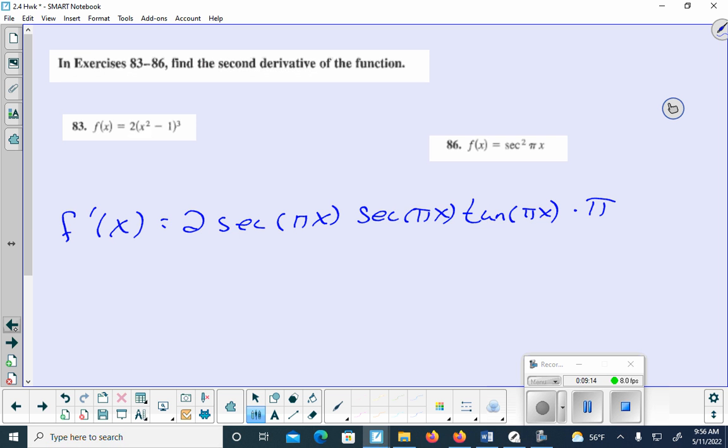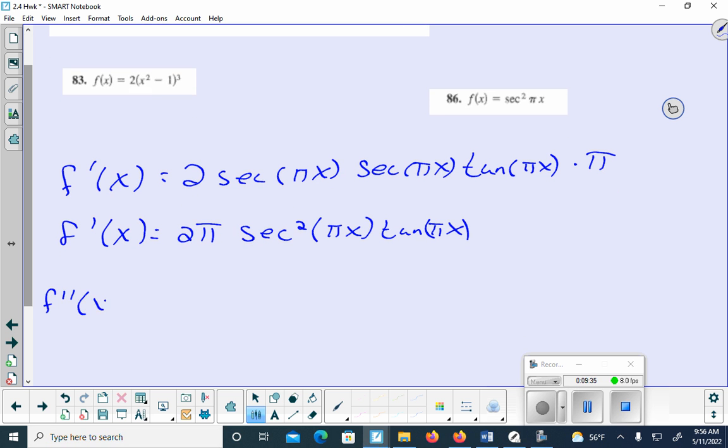So we agree that this first derivative is equal to 2 pi secant pi x tangent pi x. And that wasn't terrible, right? Now it gets terrible. So I'm going to find the second derivative. So when I find the second derivative, I have this 2 pi. I just left the 2 pi out here, and I'm just going to bring it down with me, okay? Then do we agree? I think we should agree. Maybe we won't, but I think I will.